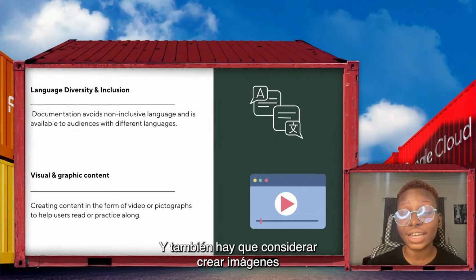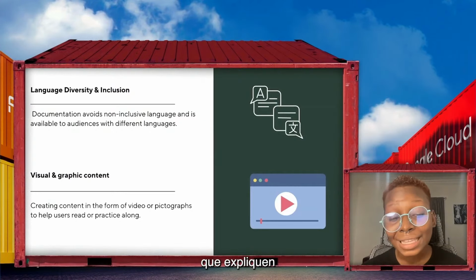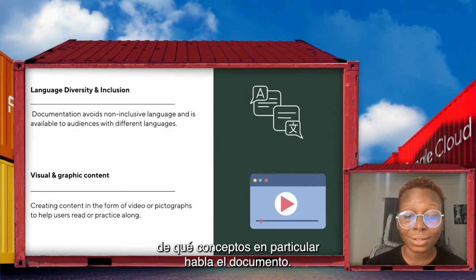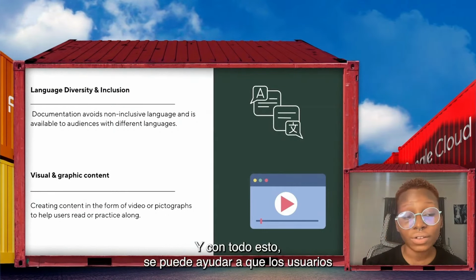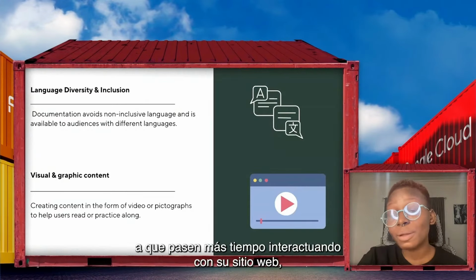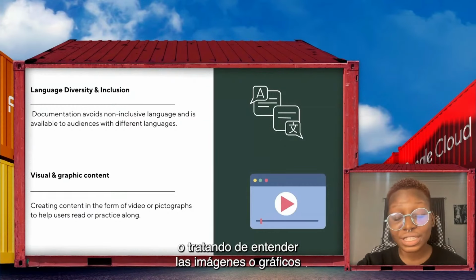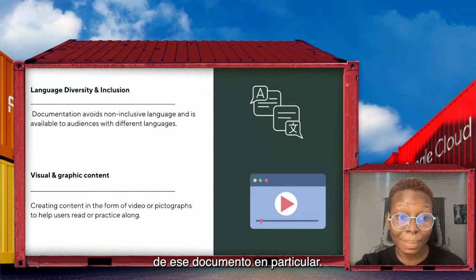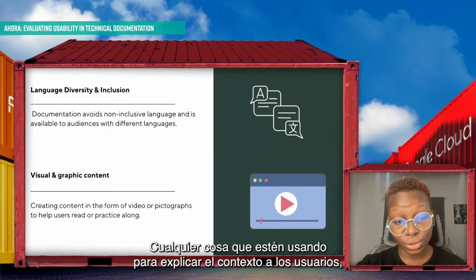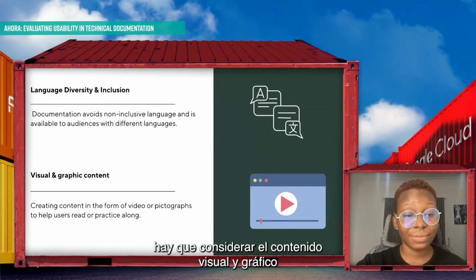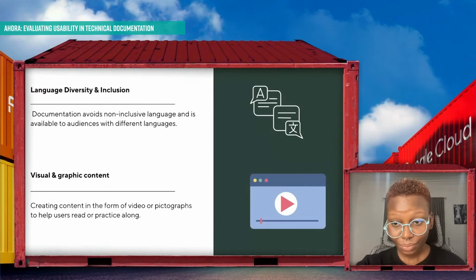And also you should consider creating images that explain what a particular concept in a documentation is saying. With all of this, you can help users to spend more time interacting with your website, either by watching the videos or trying to understand the pictographs available on that particular document, whatever it is that you're using to explain your context to your users. But then consider the visual and the graphical content to make it more interactive as well.